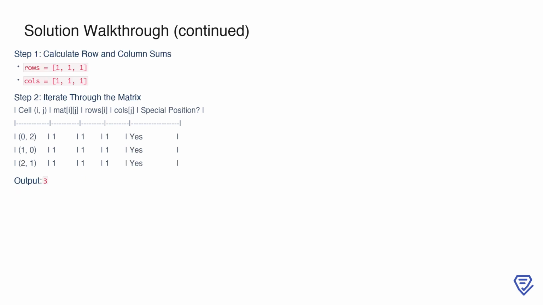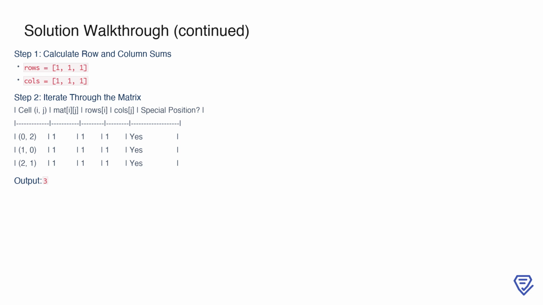Finally, let's examine a mixed case. The input matrix is a 3x3 binary matrix where the ones are scattered differently. First, we calculate the row and column sums. Each row contains exactly 1 1, so the row sums are 1 1 1. Similarly, each column also contains exactly 1 1, so the column sums are 1 1 1.